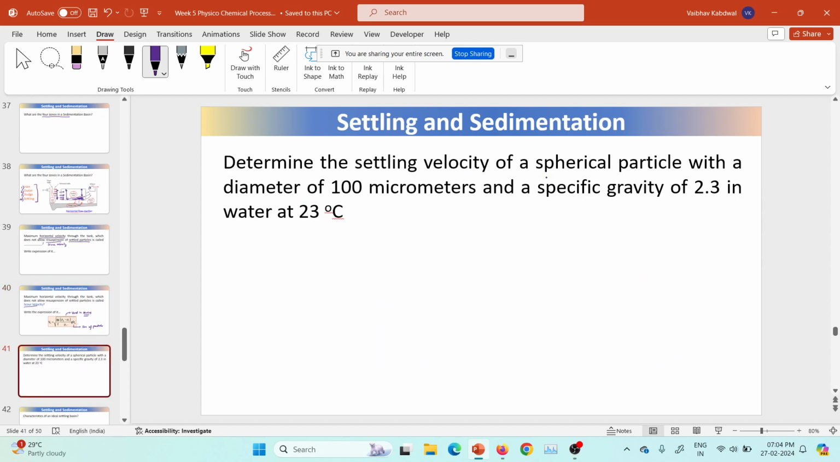Determine the settling velocity of a spherical particle with a diameter of 100 micrometers, a specific gravity of 2.3, and water at 23 degrees Celsius. Determine the settling velocity of a spherical particle. So the particle, we are given the diameter.